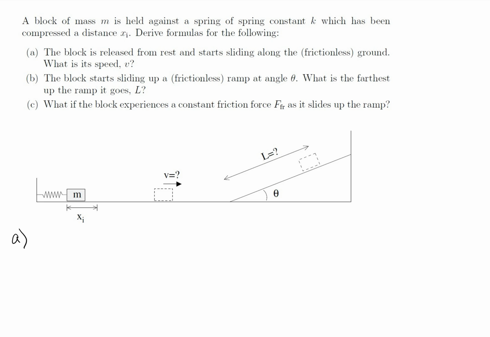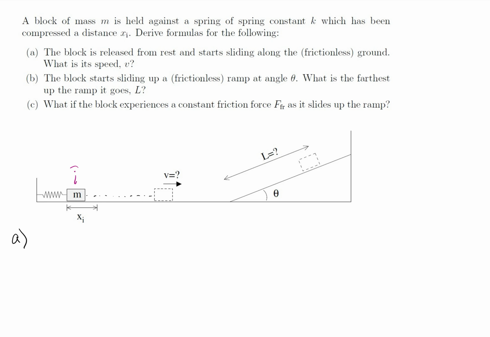A block of mass m is held against a spring of spring constant k, which has been compressed to distance x sub i, for x initial. And we want to derive formulas for the following. So in part A, the block is released from rest from this spring, and it starts sliding across the frictionless ground. And what's its speed v once it's no longer compressing the spring at all? So it's its speed v at this point.